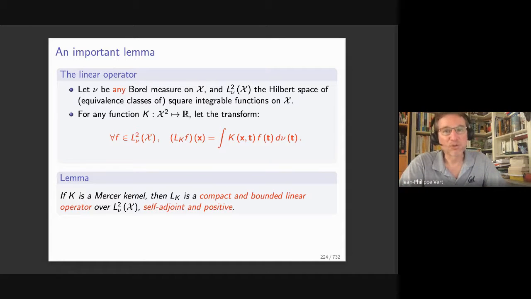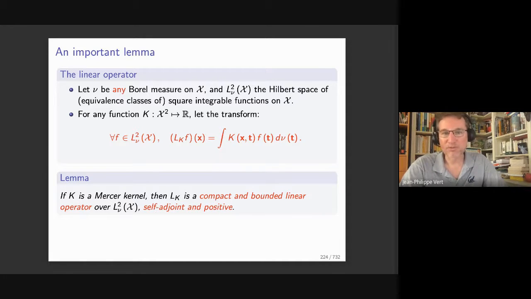And if we call L2 nu of X the Hilbert space of squared integrable functions of X, then we define the operator Lk, which is an operator from L2 to L2, using the equation of convolution. And the important lemma, once we define that, is that if K is a Mercer kernel, then this operator Lk is compact, bounded, linear, self-adjoint, and positive. Okay, so that's a lot of properties.